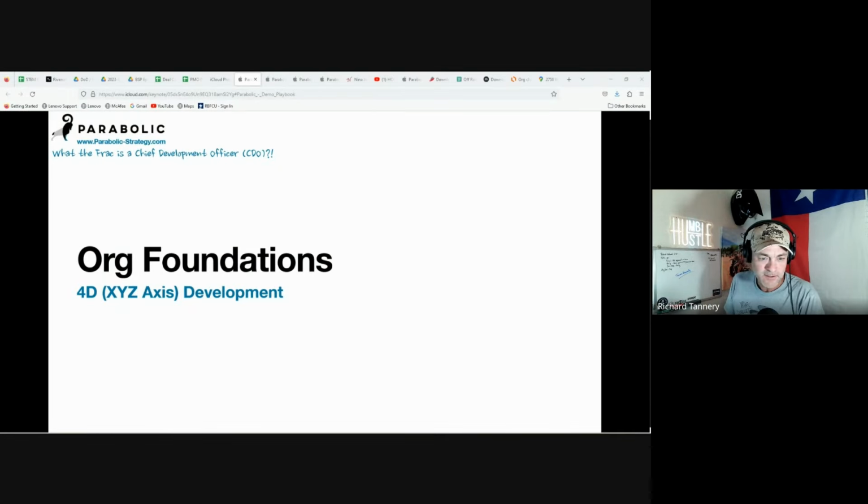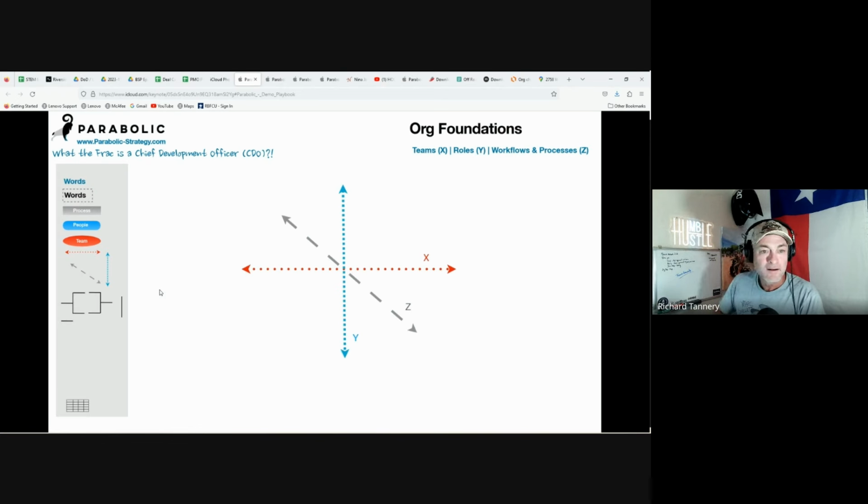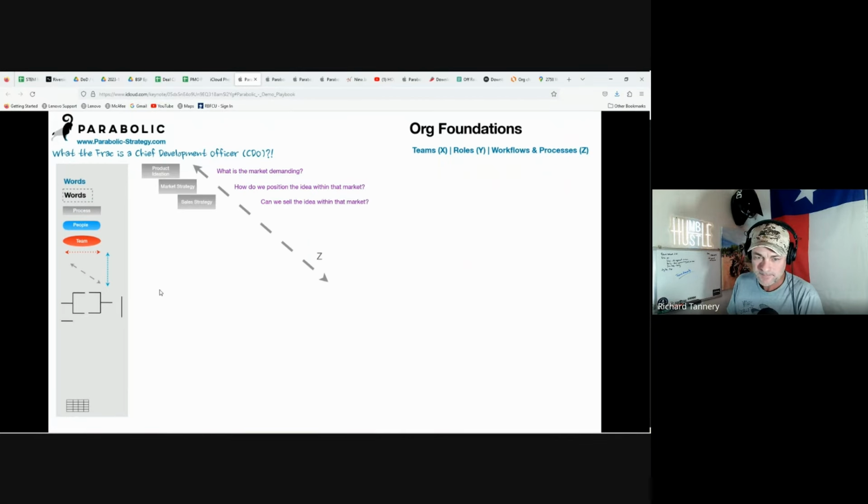This is what I call a four-dimensional analysis or XYZ-axis development. By the X-axis, I'm talking team structure. The Y-axis, I'm talking people in the team. And the Z-axis is the workflow, the process, the interactions between the teams over time. And I want to start with the Z-axis.